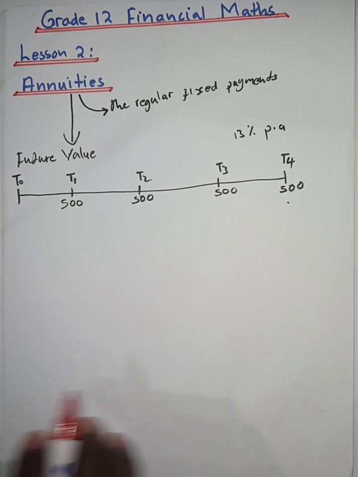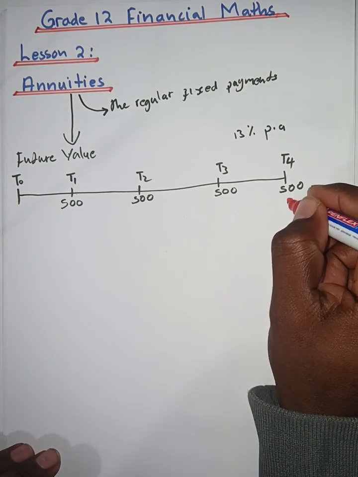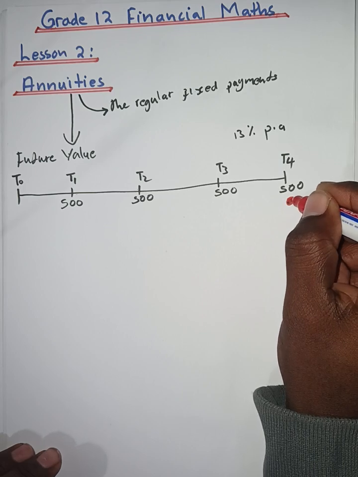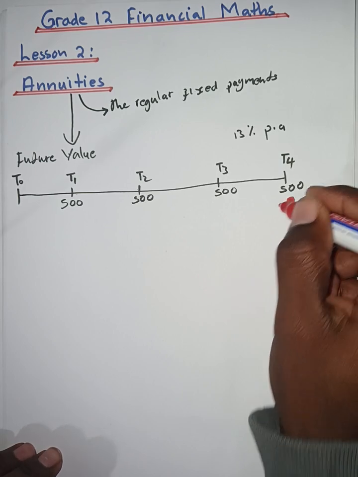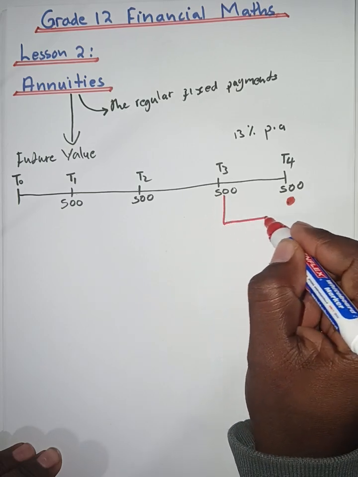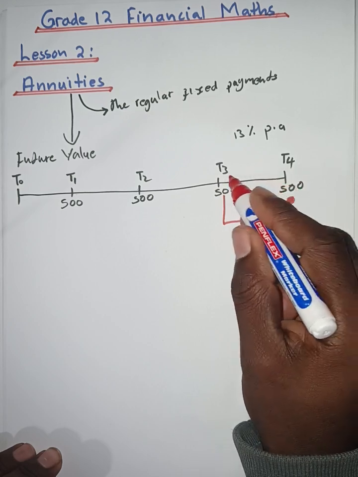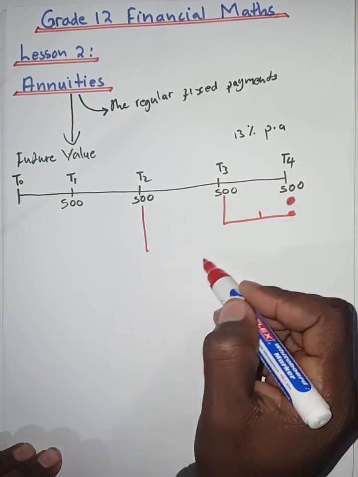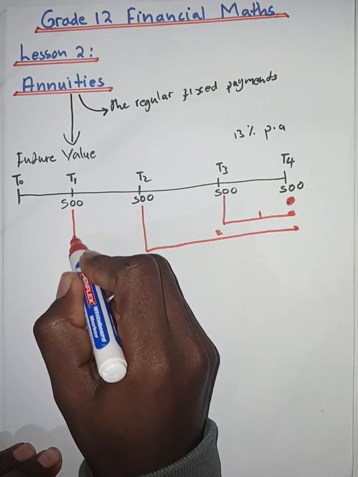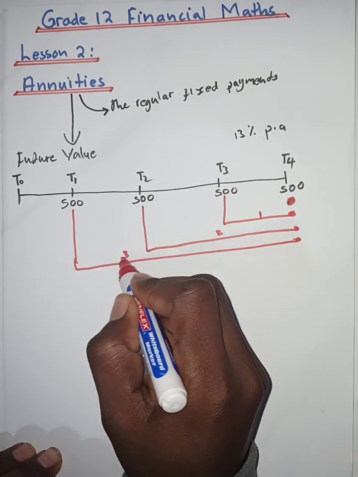So what you need to note is that if they say calculate the future value annuity of all of these payments after 4 years, this payment here will not actually earn any interest. But this one here would earn interest for 1 year, because it was in the account for 1 year. This one here would be in the account for 2 years, and that one there would be in the account for 3 years.